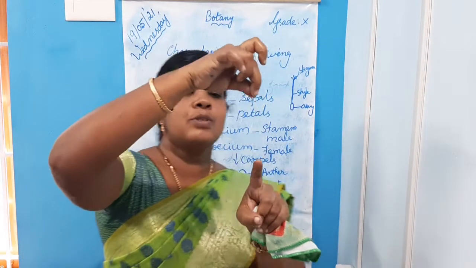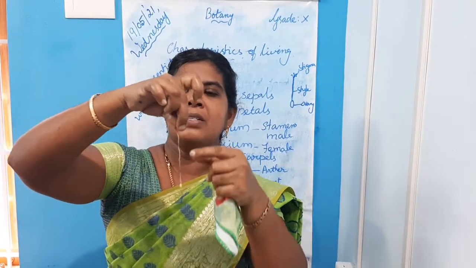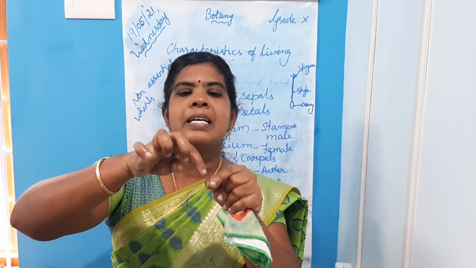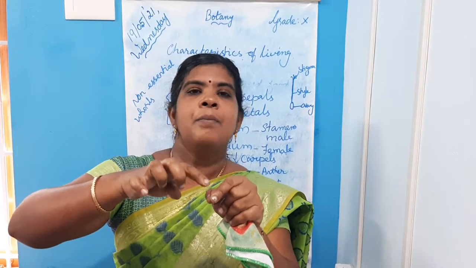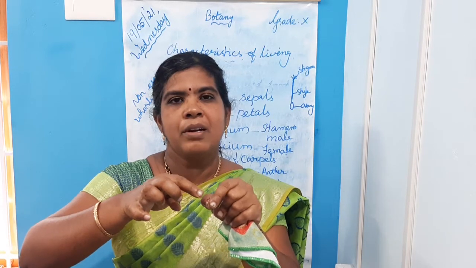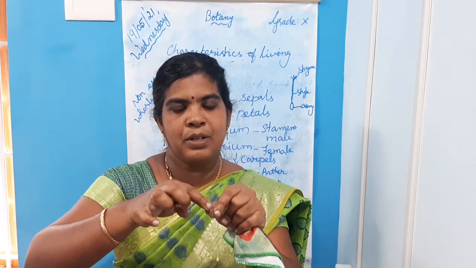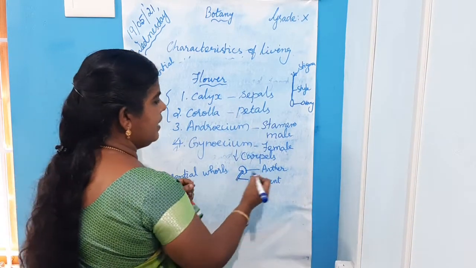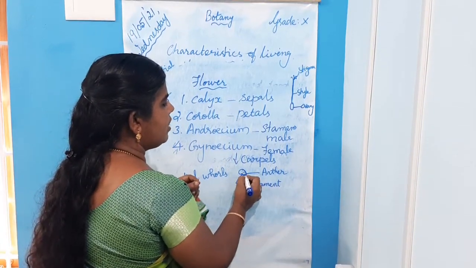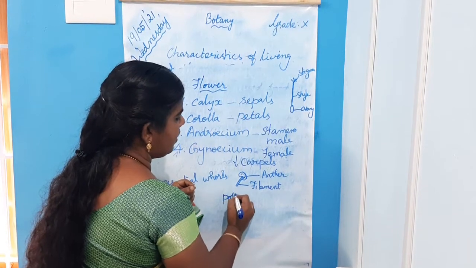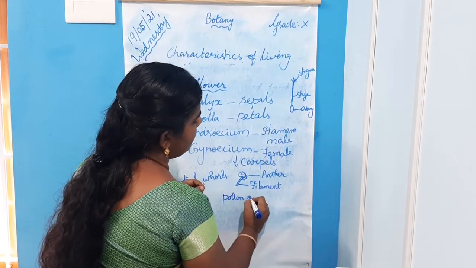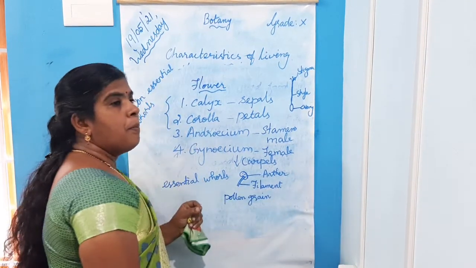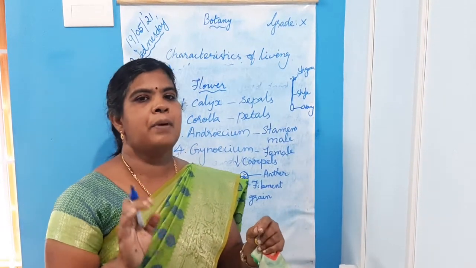See here, this is the ovary. The long slender part is the style. Here is the stigma. This stigma is the landing place for the pollen grain. You all know about this anther, isn't it? This anther lobe, or pollen sac, encloses the pollen grains. That is the male part of the flower.